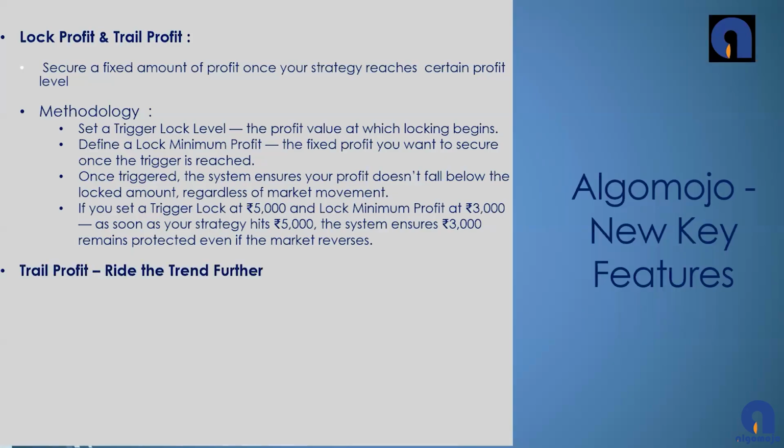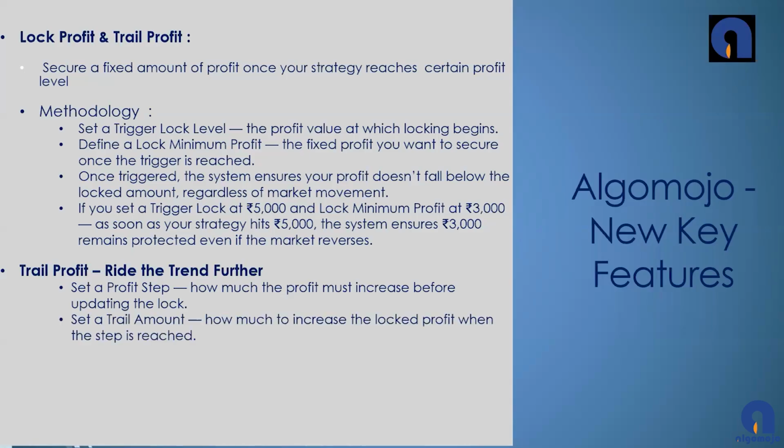Then you can also trail the profits. Suppose you have seen that the profits have moved from 10,000 to say 12,000 rupees, and you had set a minimum of 7,000 rupees. You can say that for every increase of say 1,000 rupees in the profits, you want to move your locked profit up by 500 rupees. So if your overall profit moves to 11,000 rupees, your locked-in profit will move to 7,500. If the profit increases to 12,000 rupees, this will move to 8,000 rupees. So you can set the steps in which you want the locked profits to be trailed.